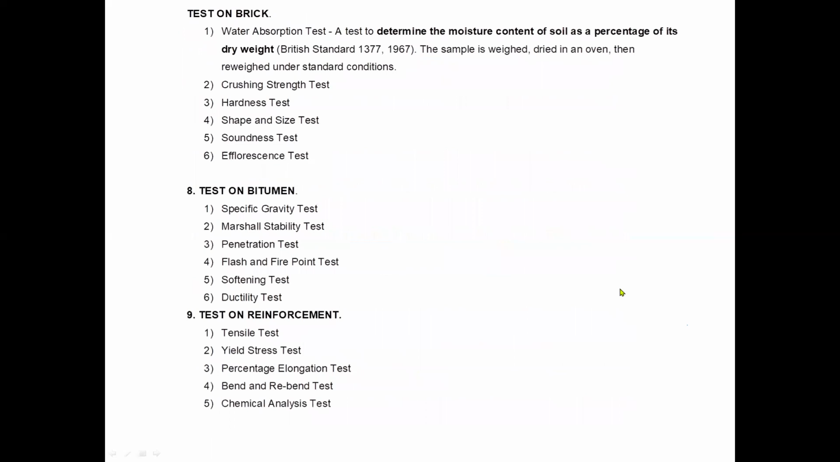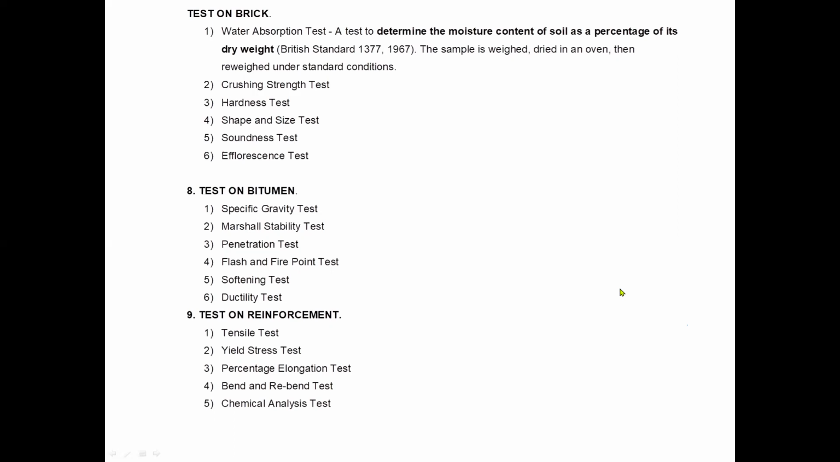Test on brick. Water absorption test. A test to determine the moisture content of a brick as a percentage of its dry weight. The sample is weighed, dried in an oven, then weighed under standard conditions. Crushing strength test. The hardness test. Shape and size test. Soundness test. Efflorescence test.